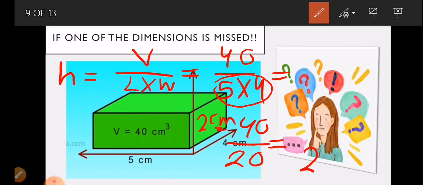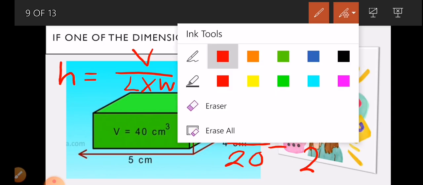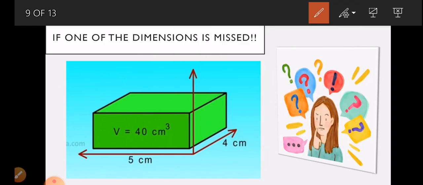The unit of the dimension will be just unit, not squared, not cubed. It's just one dimension, so just centimeter. So let me repeat again. If you have the height missing, or any one dimension is missed, how to find it? You will divide the volume by the product of the other 2 dimensions.